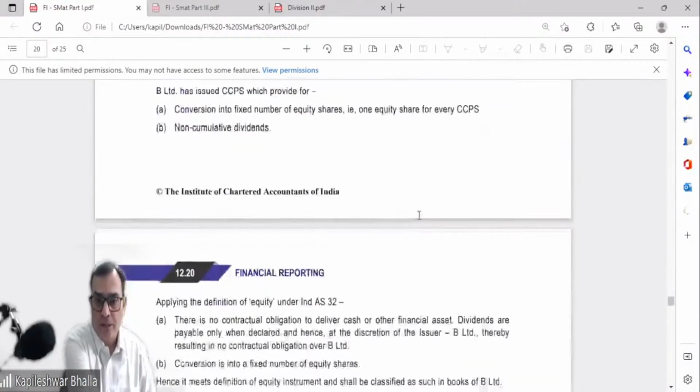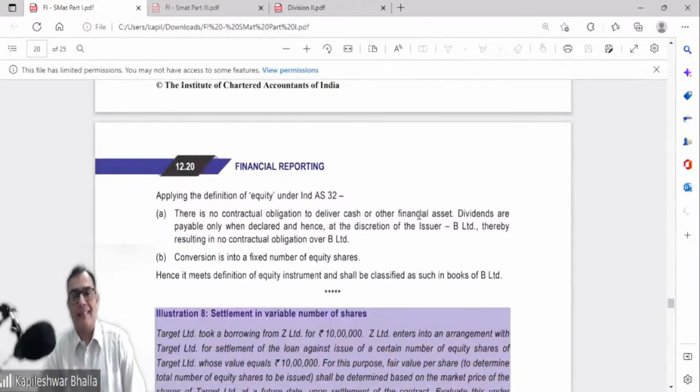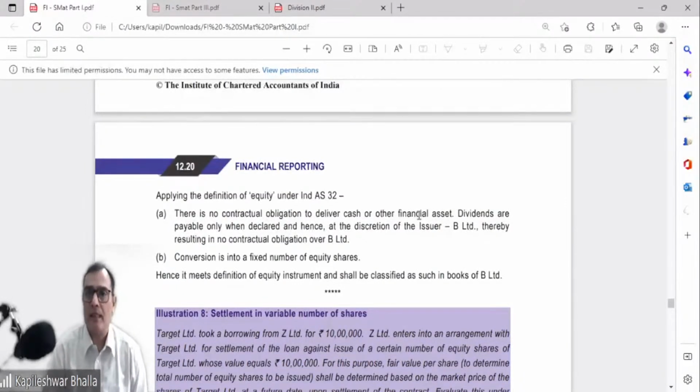So if I just take you to the conclusion in the end, it says it meets the definition of equity instrument and will be classified as such. Let's have a look at more questions. I hope you're getting a confidence level as well, because once you know the concept very well, it's easy to do the question.